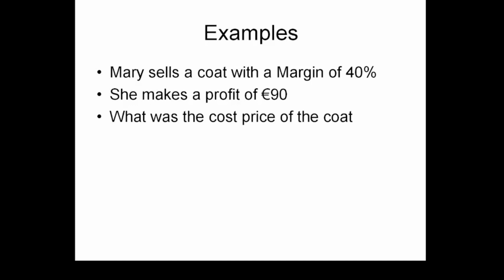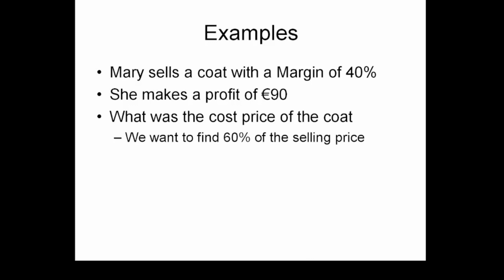Mary sells a coat with a margin of 40%. She makes a profit of €90. What was the cost price of the coat? Okay, so we're talking about margin, we're talking about percentage of the selling price. So we know she makes a profit of €90. We know the profit is the margin. So we know that the margin is 40% of the selling price. So we say 40% of the selling price is €90.